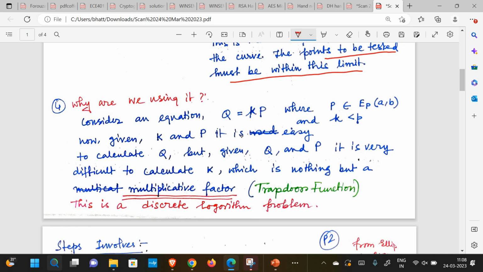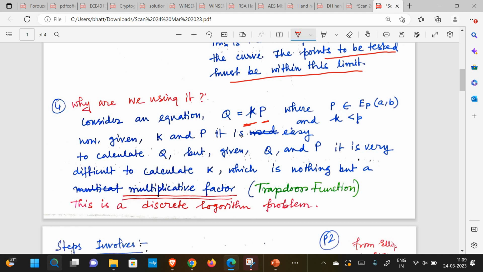Just like the DH and the ElGamal, we had a discrete logarithm problem. Discrete logarithm problem means it's a trapdoor function. It means going one direction is easy, but the other way we cannot come back. So here also the same thing. Given that we have k, a random value, and given a P over here, we can easily find out what is Q. But on the other hand, if you know Q and you know P, you cannot find what is the random variable k. It's very difficult to find out k.